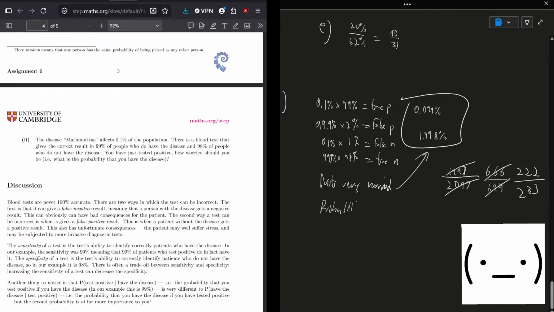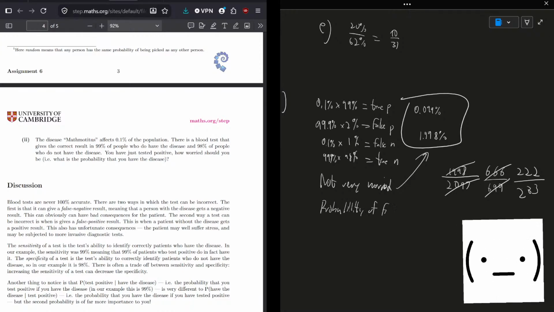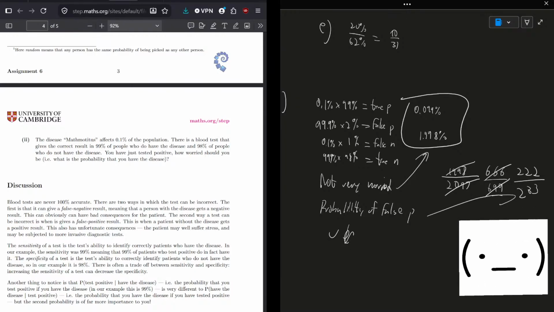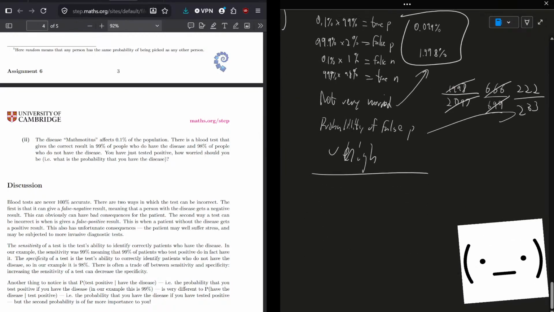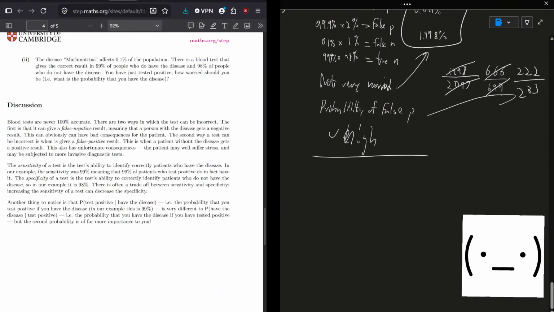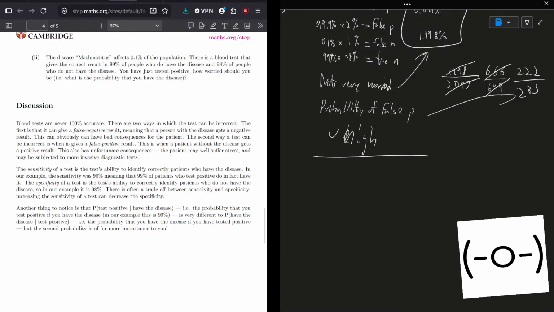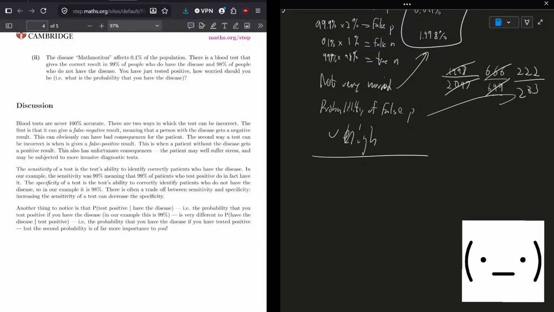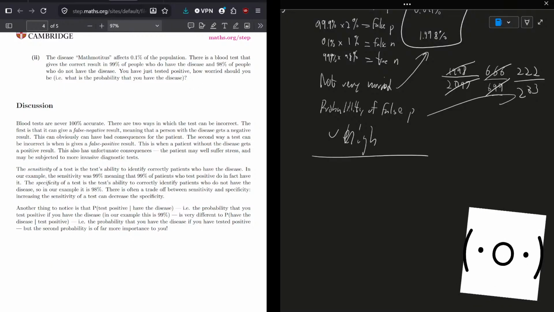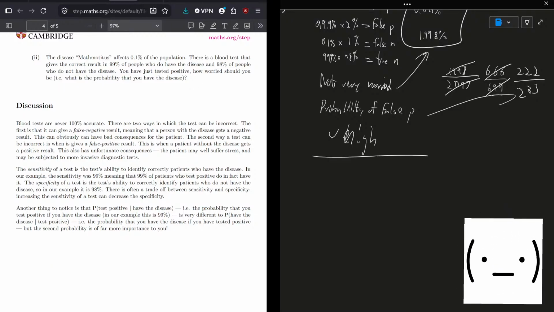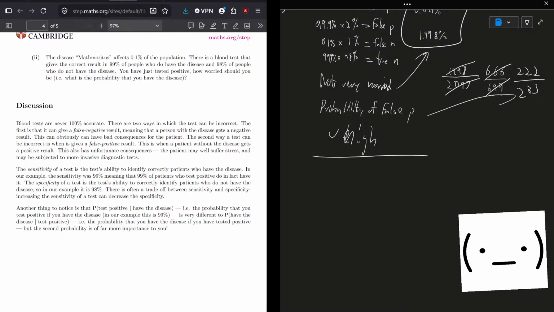Probability of P is this. Very high. Yeah. We did it! Okay, let's read. Blood tests are never 100% accurate. You can have false positive and false negative. A sensitivity is the ability to identify correctly patients who do have the disease. Good! The specificity of the test is the test's ability to correctly identify patients who do not have the disease.